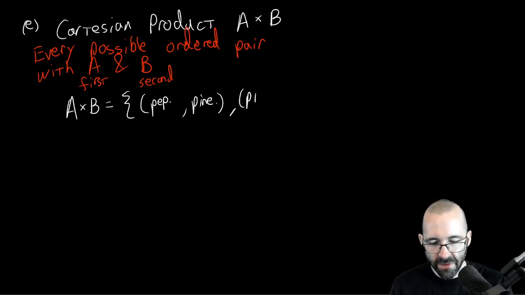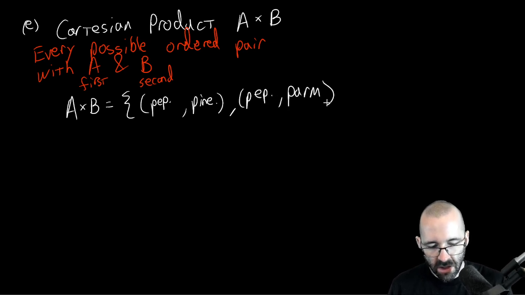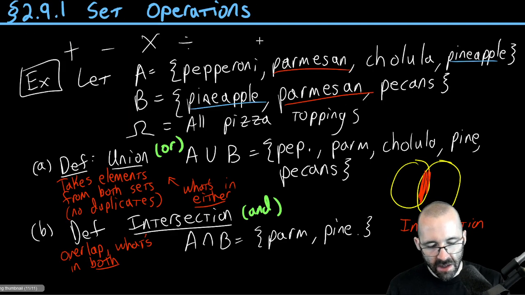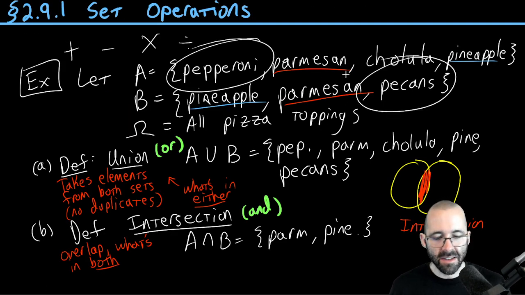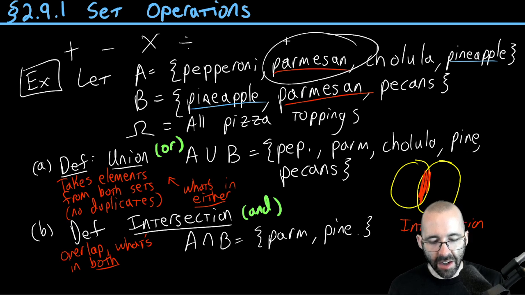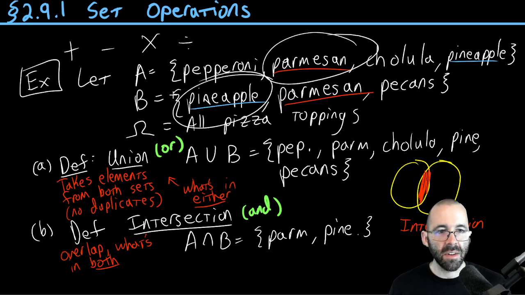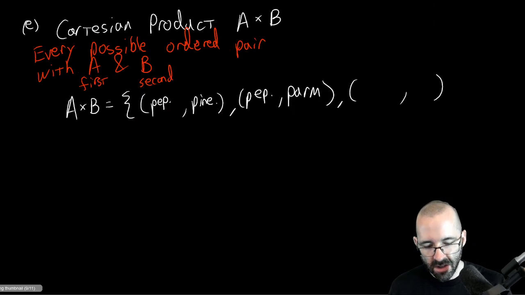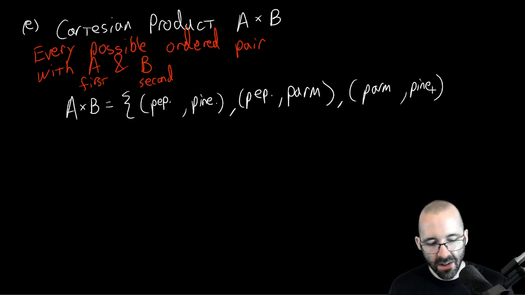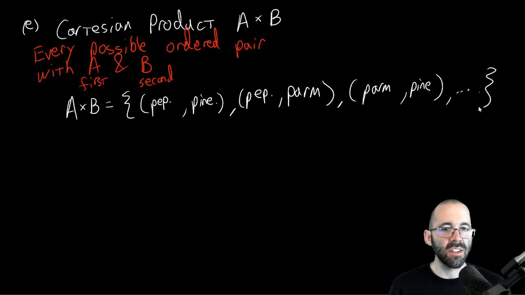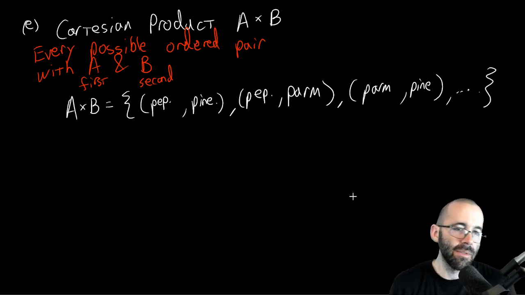I'll write down one more. All right, we also have pepperoni and pecans. That's another ordered pair. And then we could keep going, right? We could do Parmesan and pineapple, which we haven't written down. All right, and so on, right? It just goes forever. Every combination where the first is an A and the second's a B.